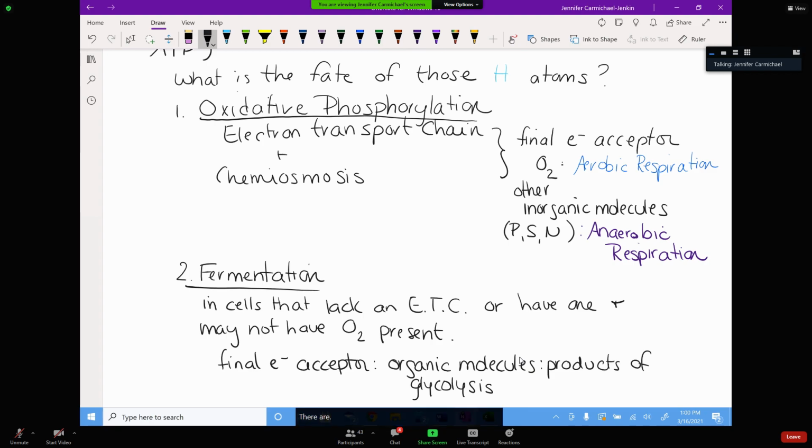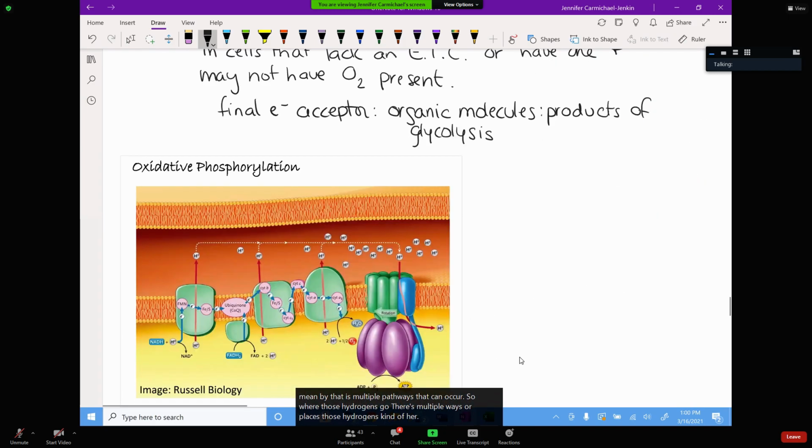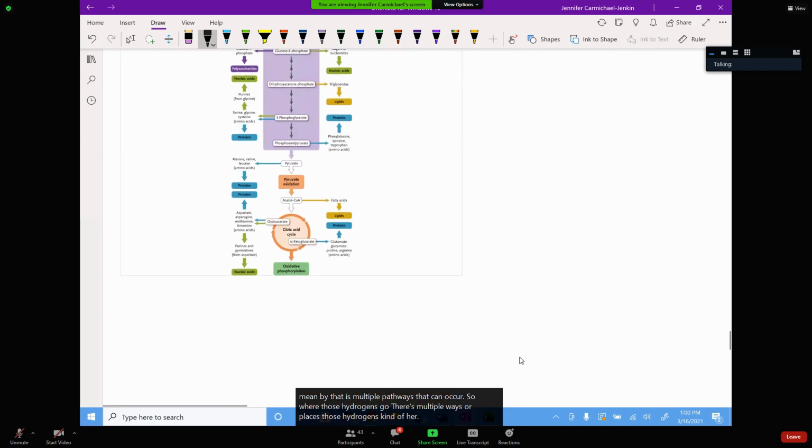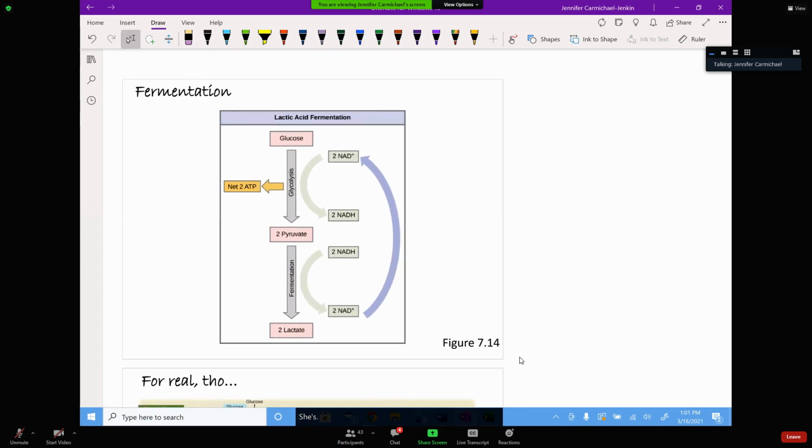There are multiple types of fermentations. And what I mean by that is multiple pathways that can occur. So where those hydrogens go, there's multiple ways or places those hydrogens can go. Cheeses, yogurts, those organisms do lactic acid fermentation. They're producing the acids that give cheese, yogurts, those types of foods their flavor.